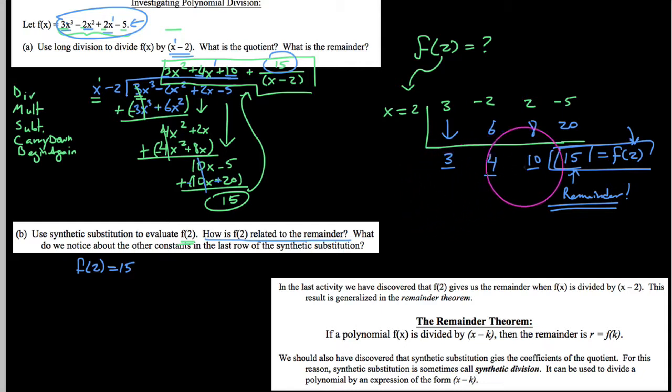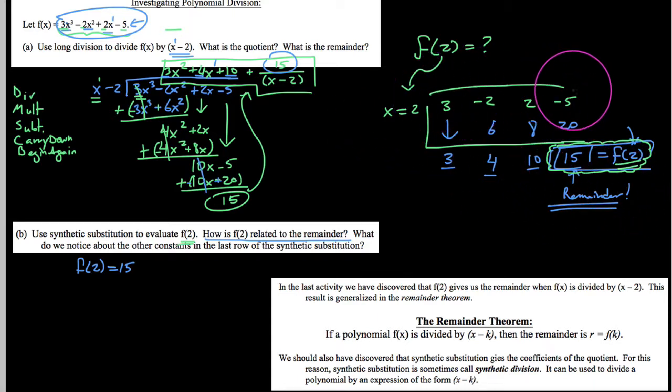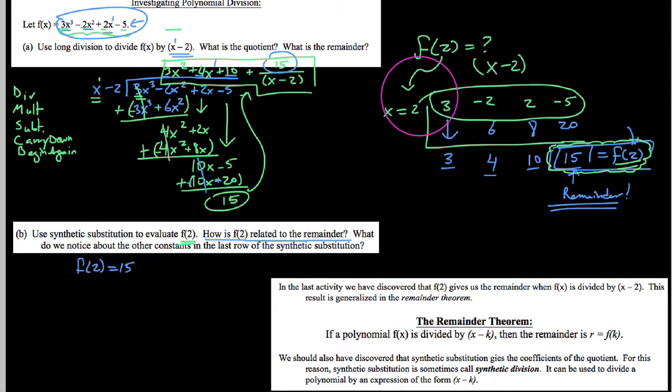But the profound thing is this. When you do synthetic substitution, this last number not only represents the y value when you plug this x value in, but it's also the remainder you get when you synthetically divide this original polynomial by x minus 2 in this case. We put a positive 2 out here, I'm aware of this, but this is what we're dividing by. So here's what we want to recognize before we go into this next activity.